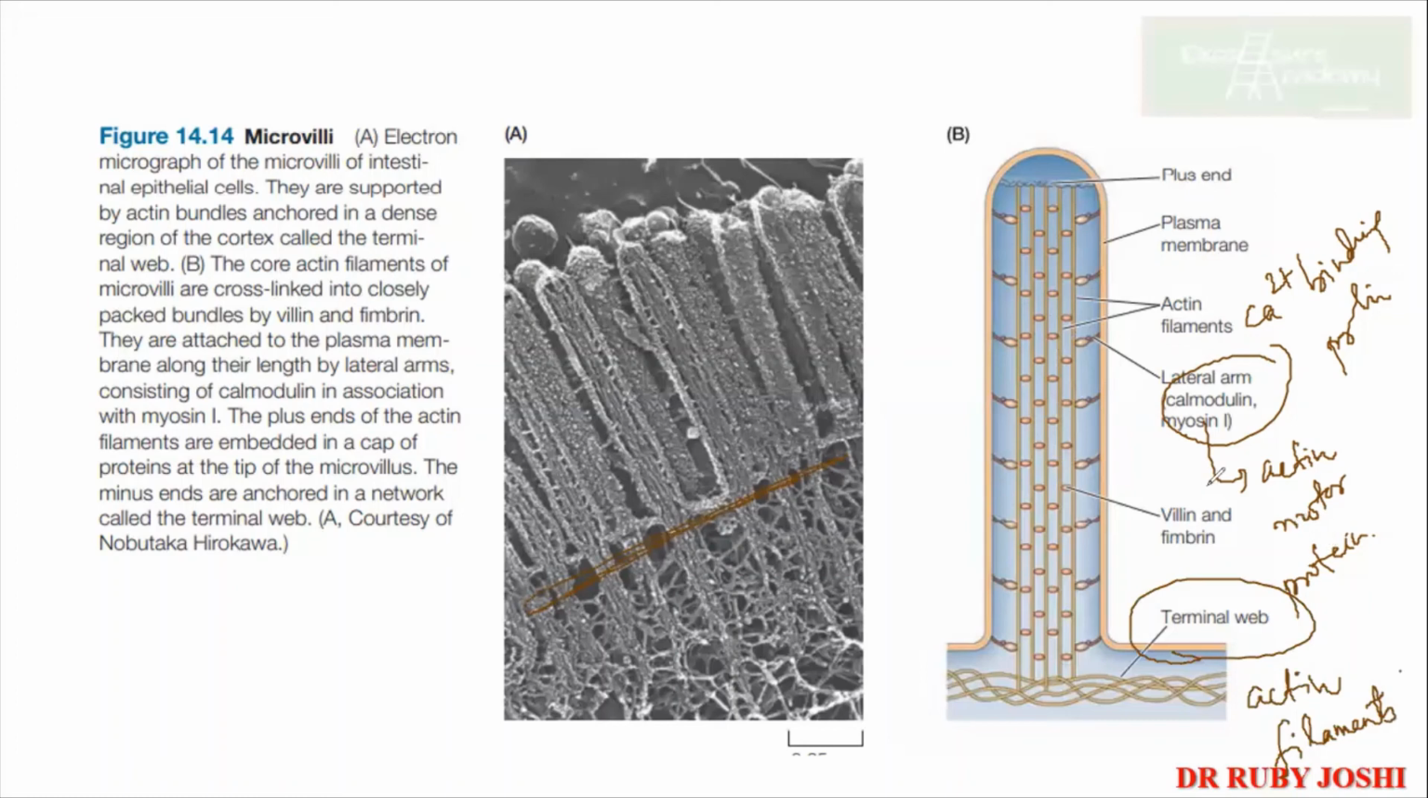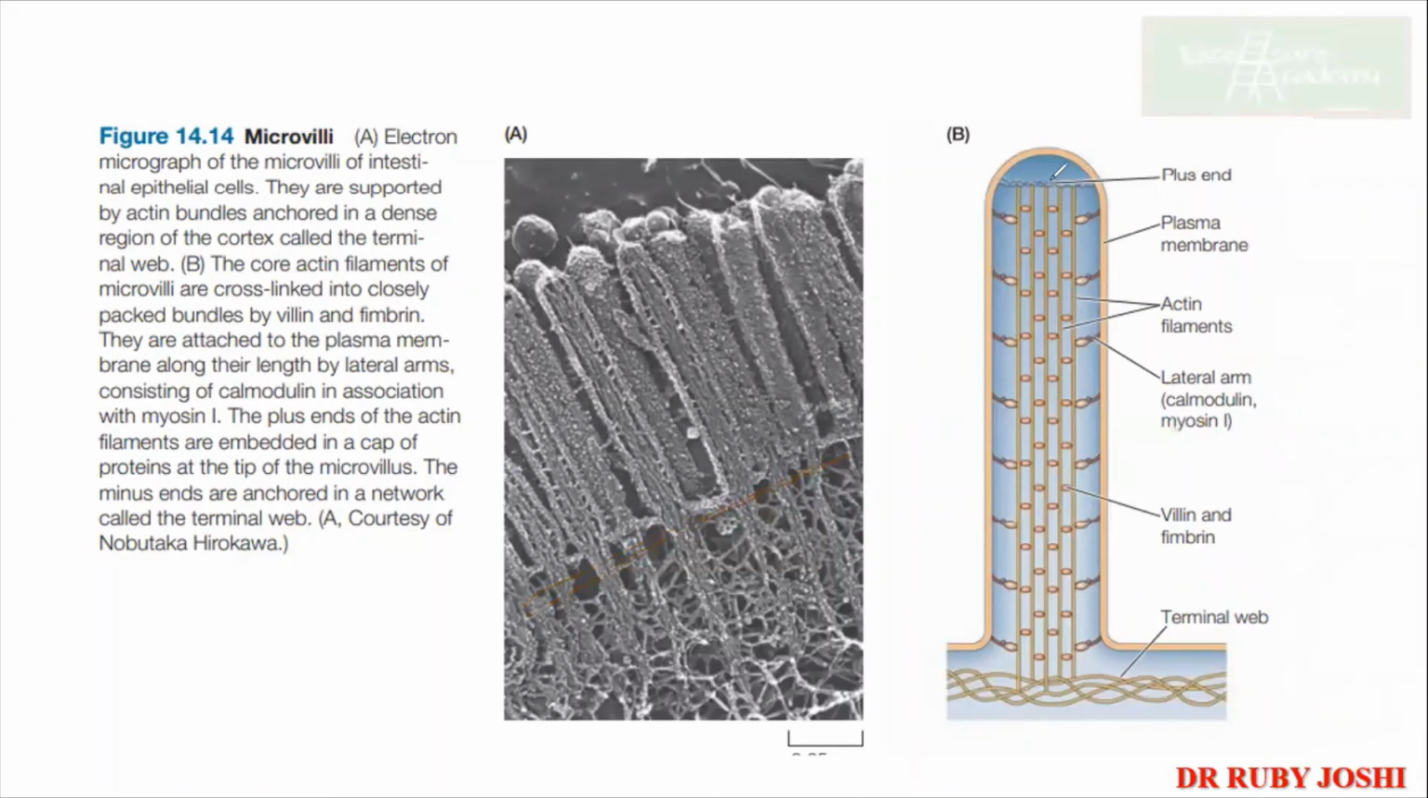Now, it is the movement of the myosin, the motor protein, which results in the movement of your microvilli, like from here to here. It keeps flip-flopping like this. So that movement is because of myosin 1. And for this movement, you need calcium. That's why you have the calcium binding proteins over there, which results in the movement. Did you get this? Then only I'll move ahead.